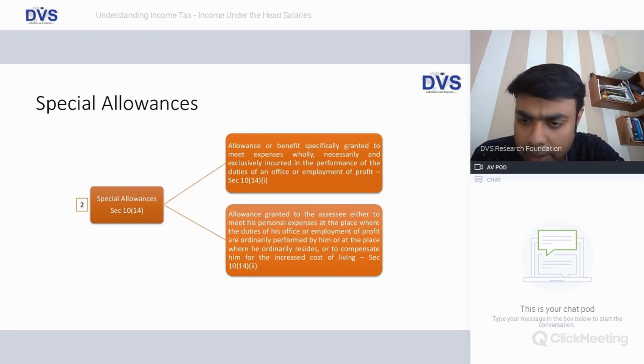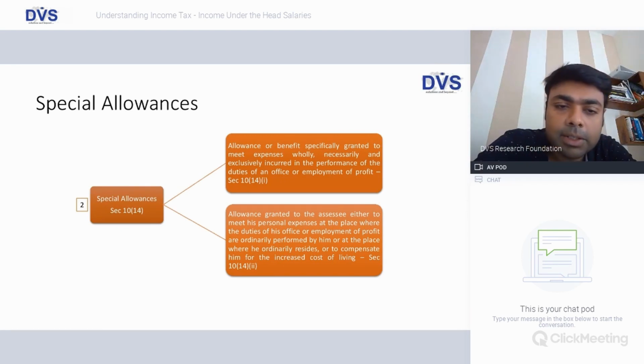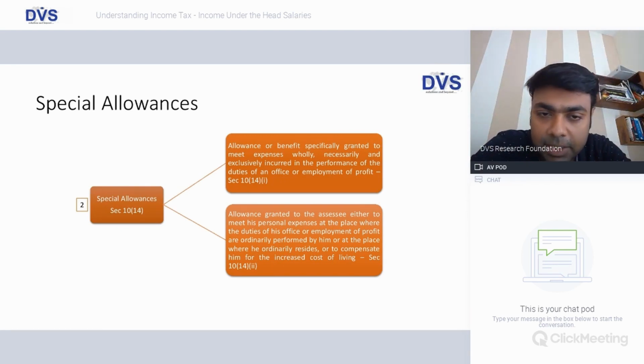Then we've already seen entertainment allowance, so let's move on to special allowances. So, allowances granted to meet specific expenses which are effectively incurred for the purpose of employment, and allowances which are granted to meet his personal expenses because the place of his employment is in such kind of a location.